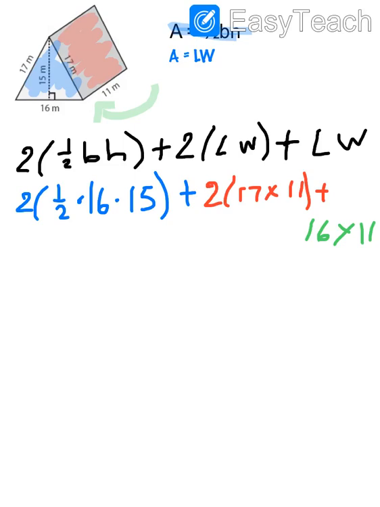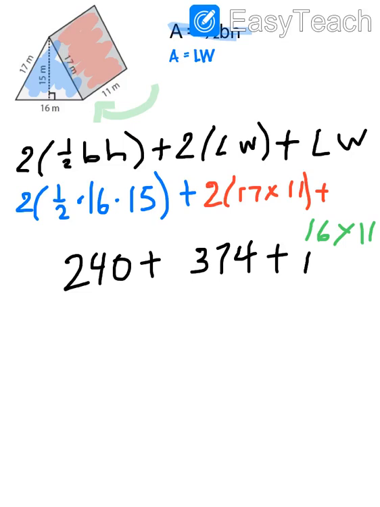2 times 1/2 is just 1. So you're really doing 16 times 15, which is 240. Then you're doing 2 times 17 times 11. 17 times 11 is 187. Okay, so twice 187 is going to be, let's see, 4. Carry my 1, 6, 7, 2, 3. 374 plus 16 times 11, which is 176.